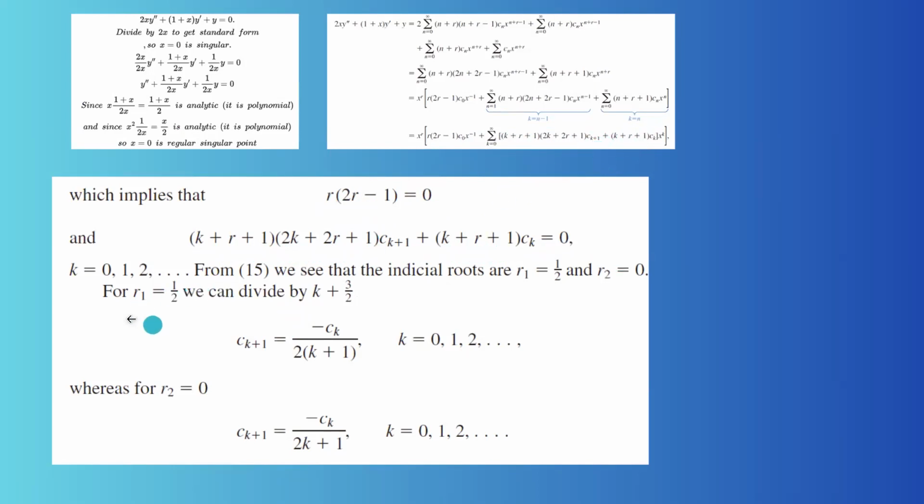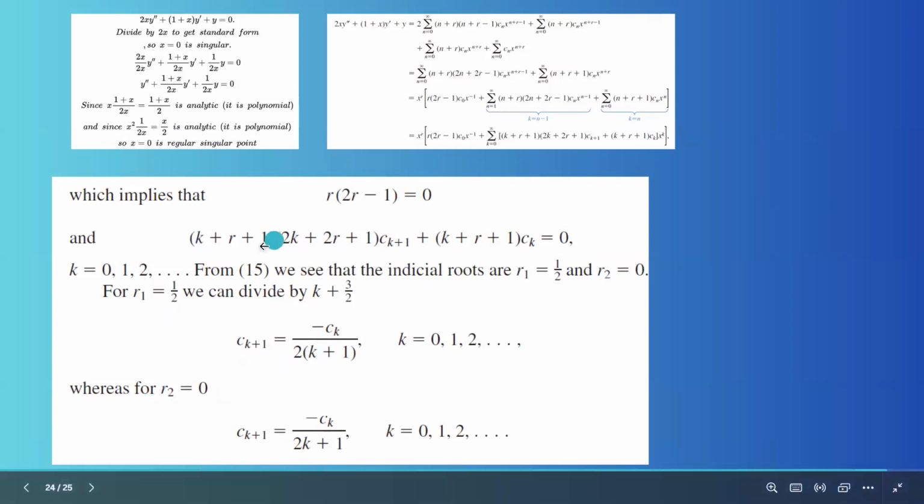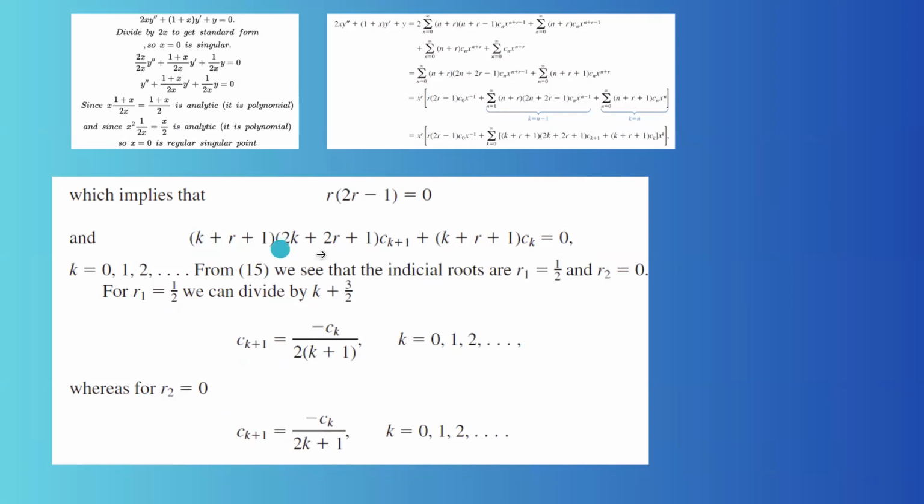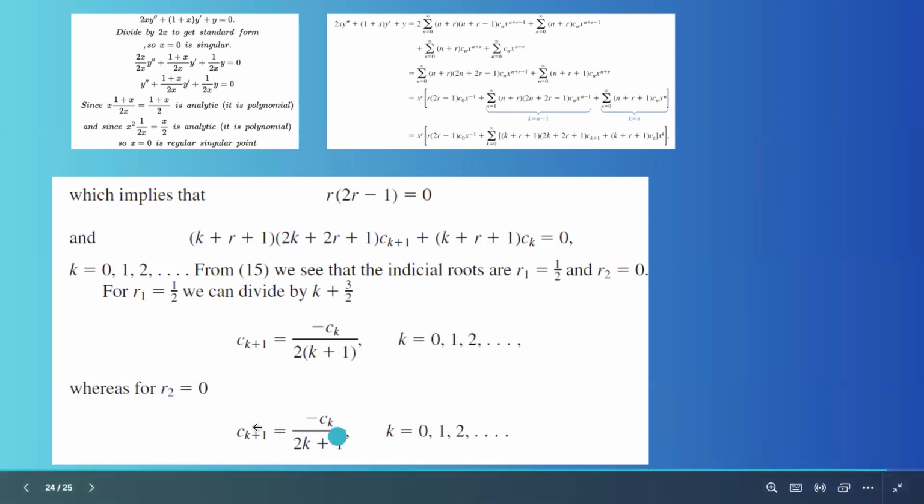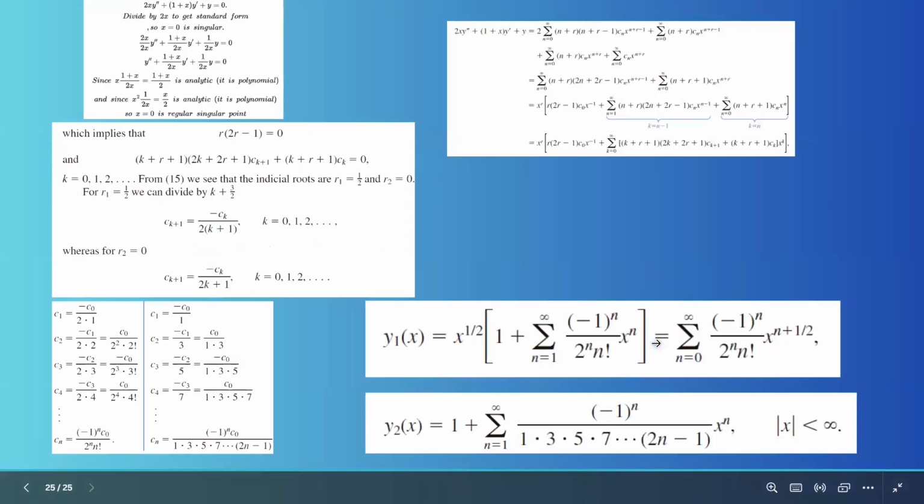Now, since you have two values for r, you're going to substitute them and see what the formula is. When r is equal to a half, this becomes c_{k+1} equals negative c_k divided by 2(k plus 1). And when r is equal to 0, this becomes (k plus 1)(2k plus 1) c_{k+1} plus (k plus 1) c_k equal to 0, or basically c_{k+1} becomes negative c_k divided by (2k plus 1). Very good.